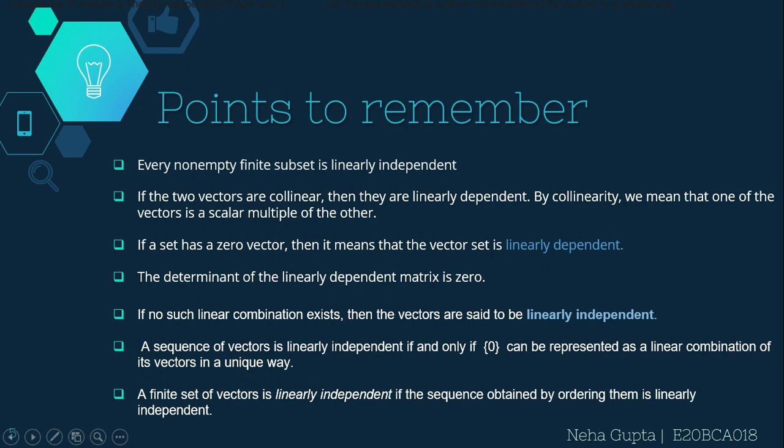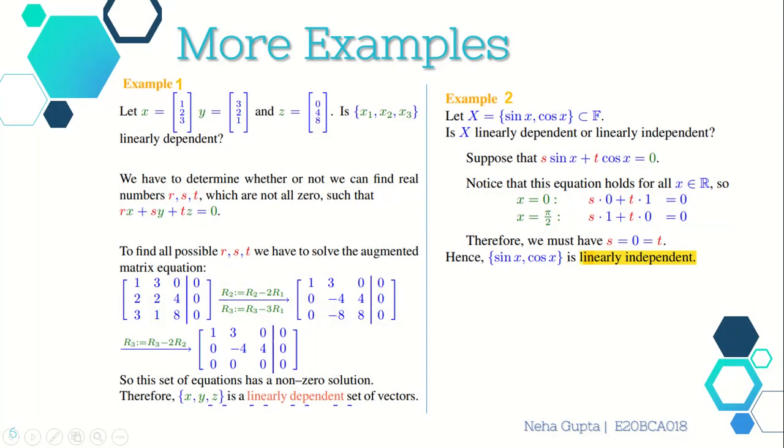Now the last point to remember: a finite set of vectors is linearly independent if the sequence obtained by ordering them is linearly independent. Here are some examples so that you can know more. Let's take vectors x, y and z in some plane, that is 1, 2 and 3.